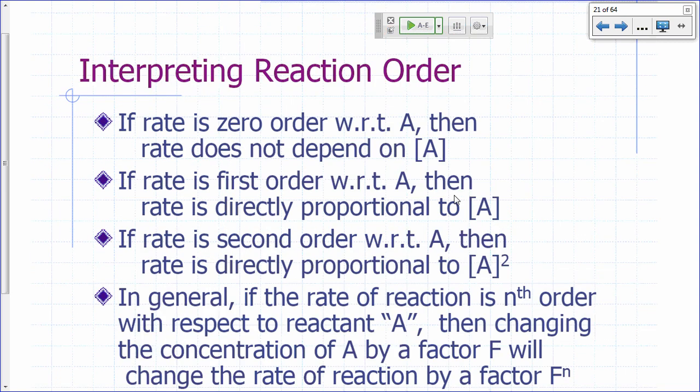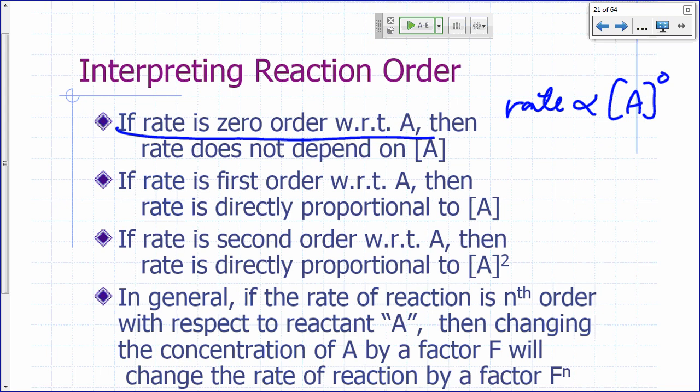So, interpreting reaction order, what does it mean when the reaction is 0 order with respect to A? That means it doesn't depend on the concentration of A. The rate is directly proportional to the concentration of A raised to the power 0. But A raised to the power 0 is just 1. What it means is it doesn't depend on A.